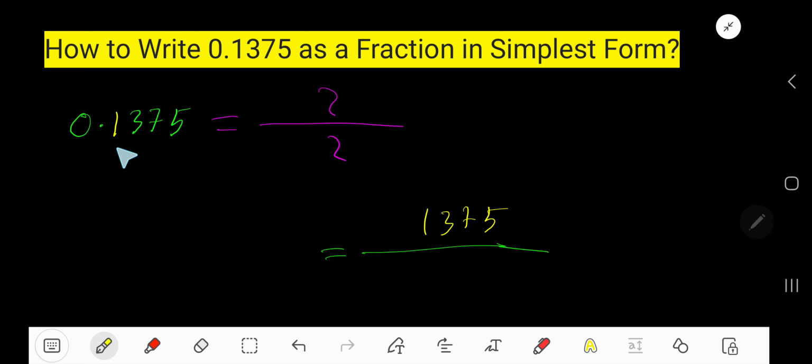And for the denominator, for every digit after the decimal, you have to consider 10 as a multiplication. 1, 2, 3, 4. So write 10^4 as a multiplication. Okay, now you need to reduce or simplify this fraction. How to do that? If you want to reduce or simplify this fraction in one step, then you need to divide the numerator and denominator by the greatest common divisor.